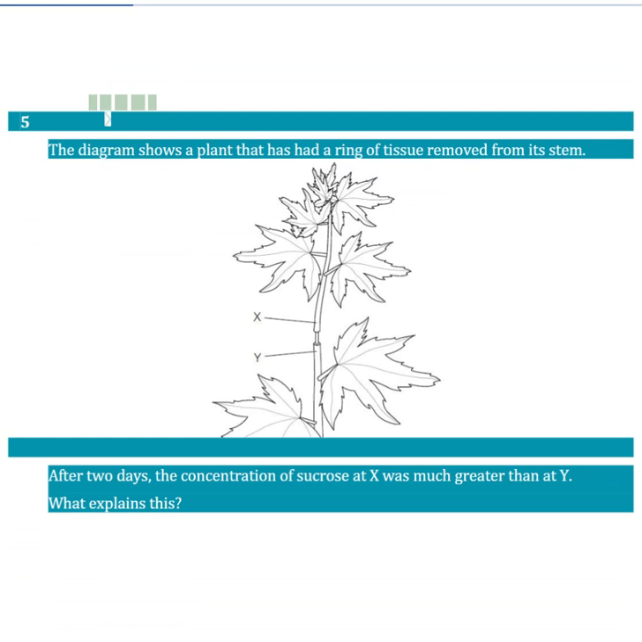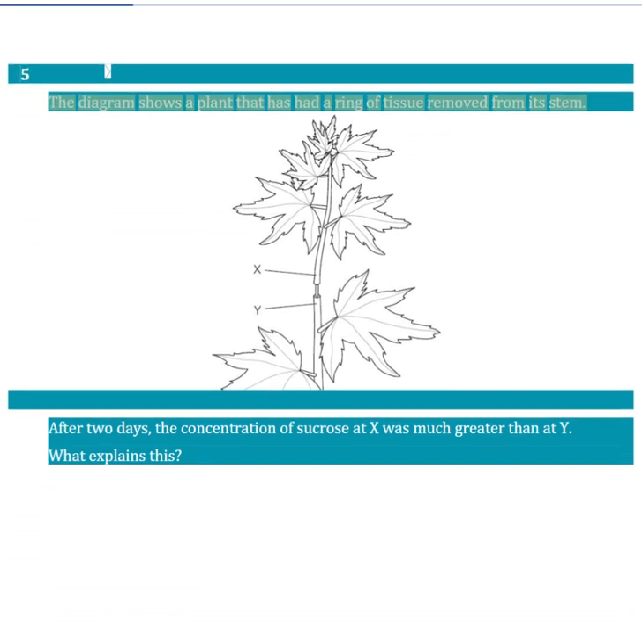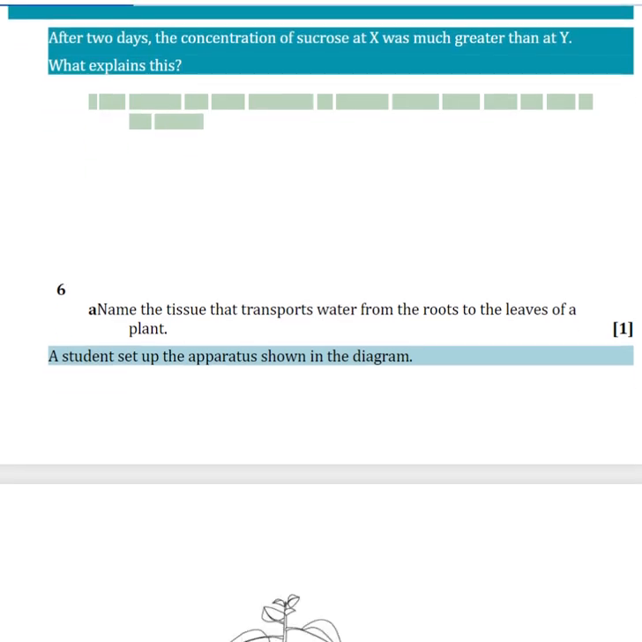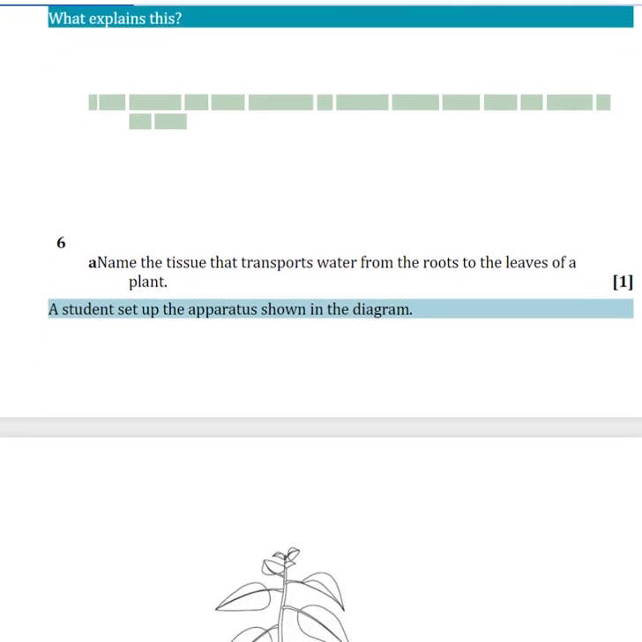5. The diagram shows a plant that has had a ring of tissue removed from its stem. After 2 days, the concentration of sucrose at X was much greater than at Y. What explains this? A. Phloem has been removed, so sucrose cannot move from the sink to the source. B. The phloem has been removed, so sucrose cannot move from the source to the sink.